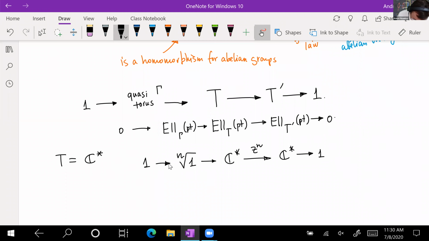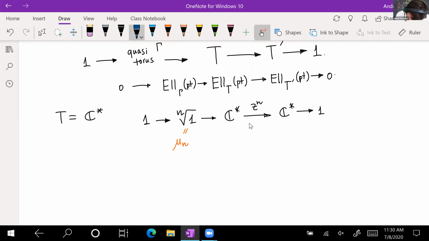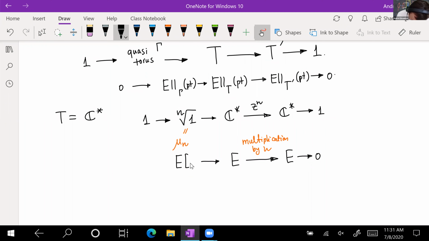Here, maybe denoted mu_n, this is just notation. And then this says what elliptic homology would be. So we decided that the group operation on the torus induces the group operation on elliptic homology. So that would be E. This is raising to the power n, which is multiplication by n. And then on E, this map is surjective, and its kernel is denoted like this. These are groups, these are points of order n on E.